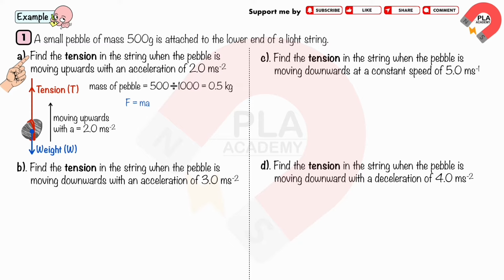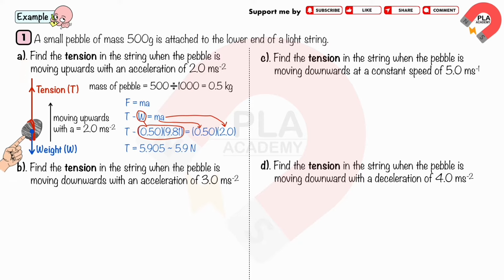F is the resultant force to act on the pebble upward due to it moves upward. So, F equals T minus W equals ma. Substituting W equals 0.5 times 9.81, m equals 0.5 and a equals 2. We solve the tension T to get T equals 5.9 newtons for two significant figures.